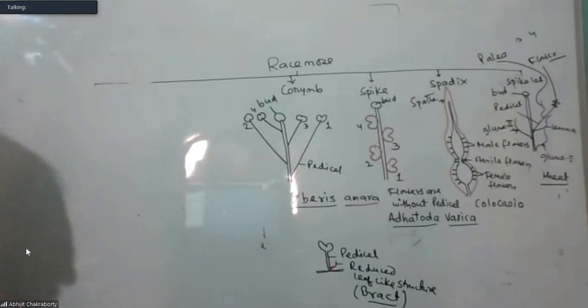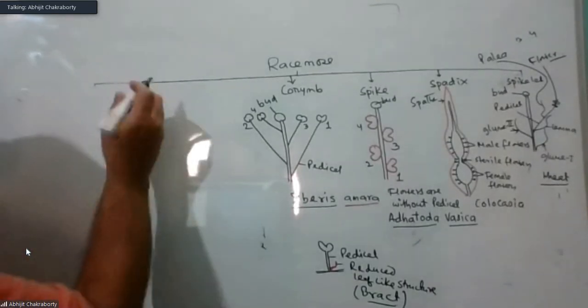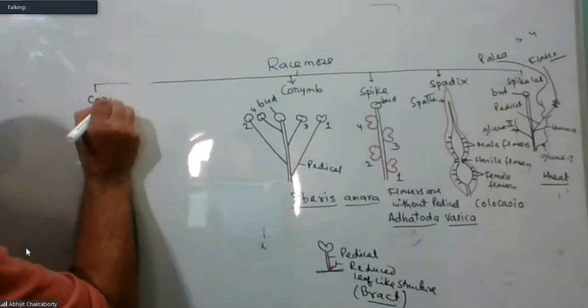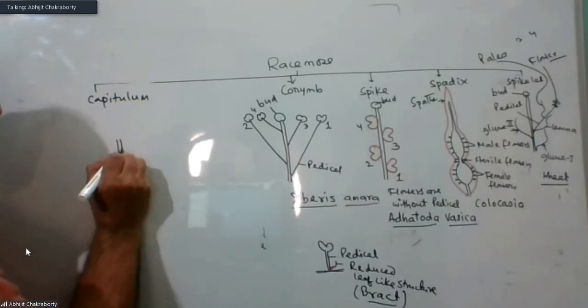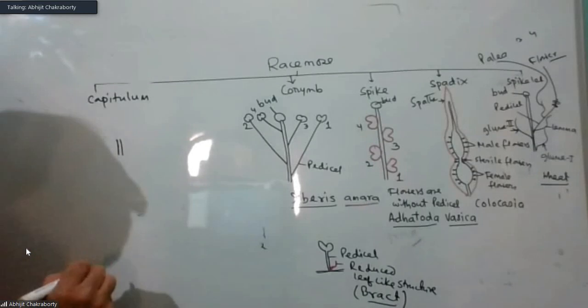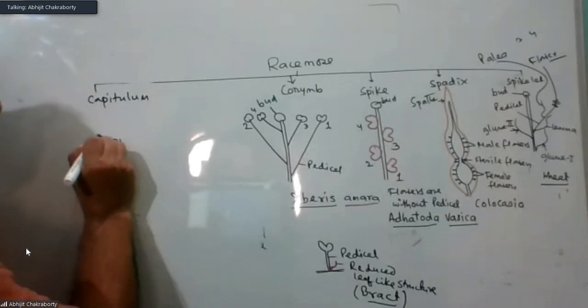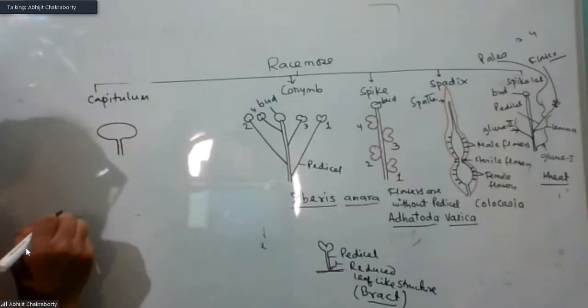Because one more type is left: capitulum. What happens here? The floral axis becomes flattened to form a head-like receptacle.